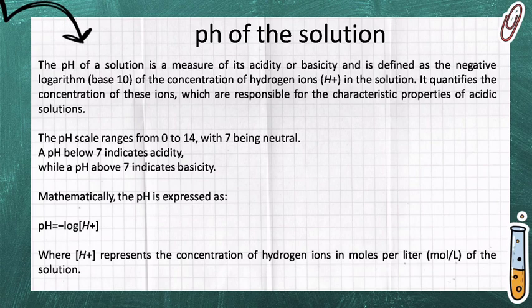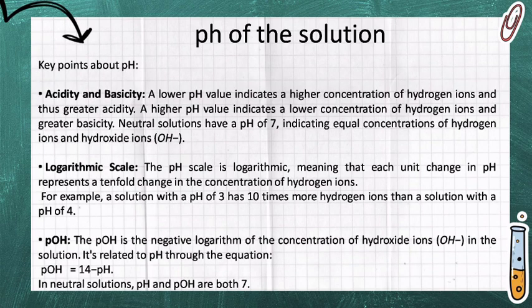Mathematically, the pH is expressed as pH equals minus log [H+], where [H+] represents the concentration of hydrogen ions in moles per liter of the solution. Key points about pH. A. Acidity and basicity. A lower pH value indicates a higher concentration of hydrogen ions and thus greater acidity. A higher pH value indicates a lower concentration of hydrogen ions and greater basicity. Neutral solutions have a pH of 7, indicating equal concentrations of hydrogen ions and hydroxide ions, OH-.